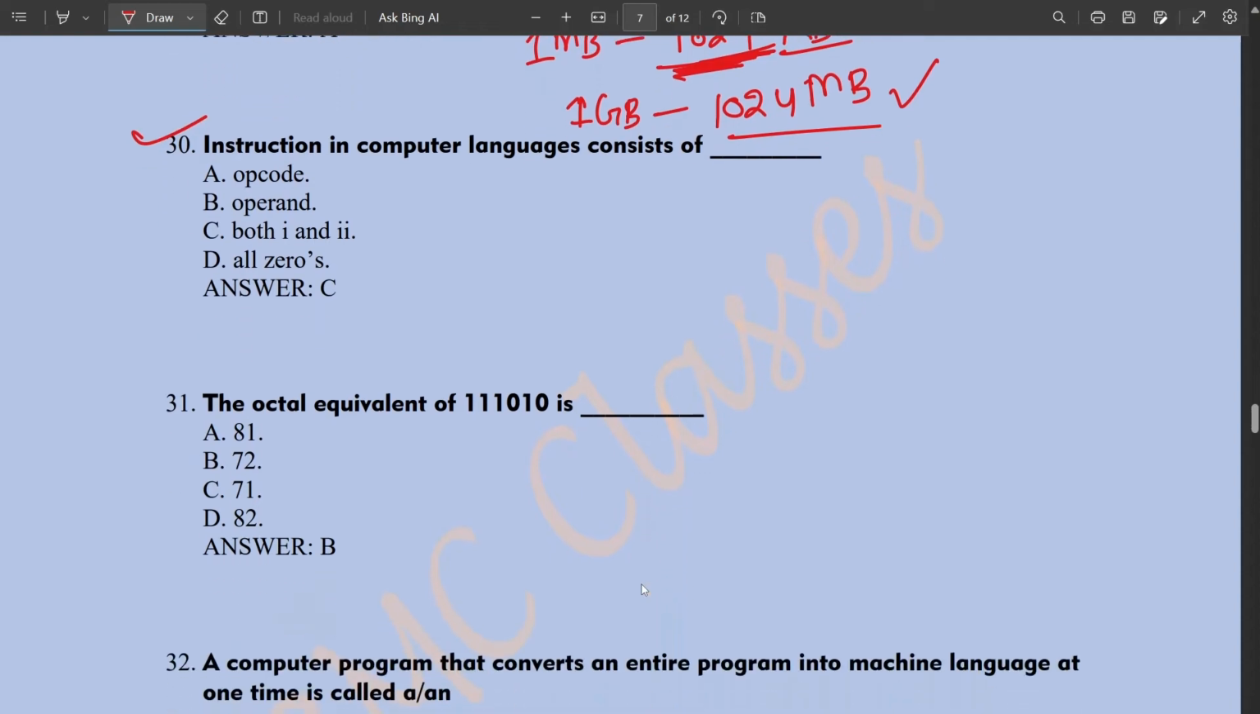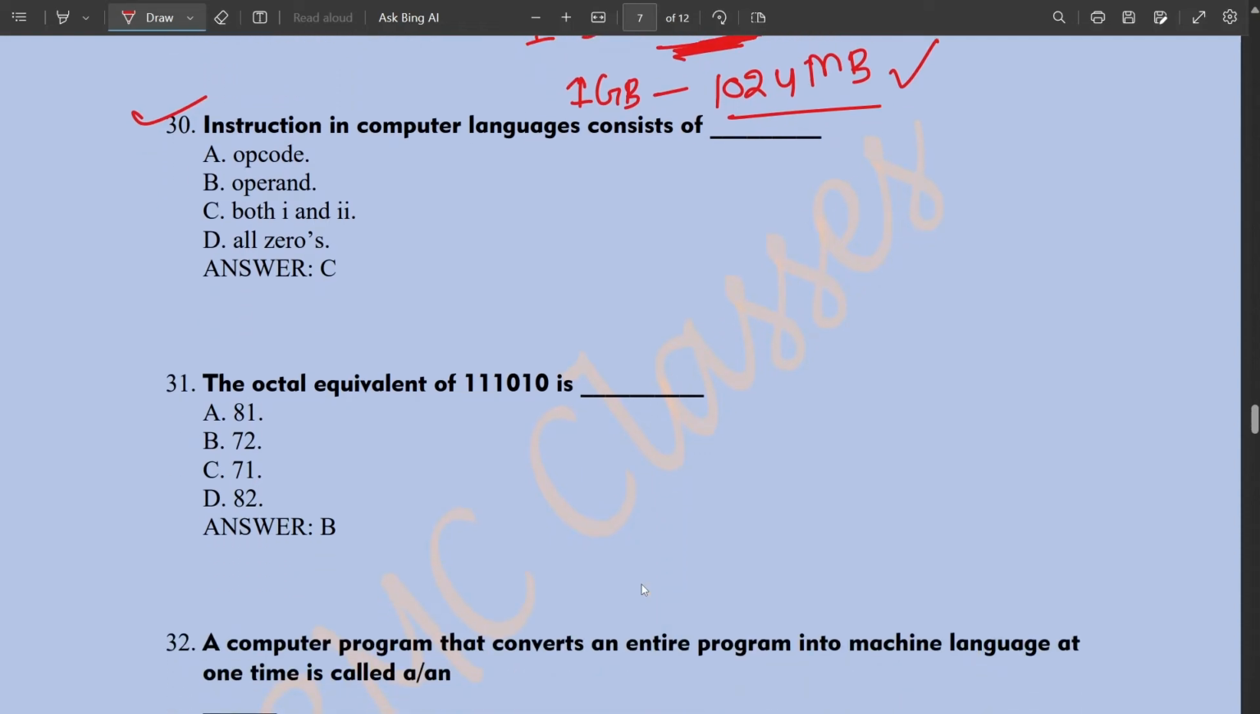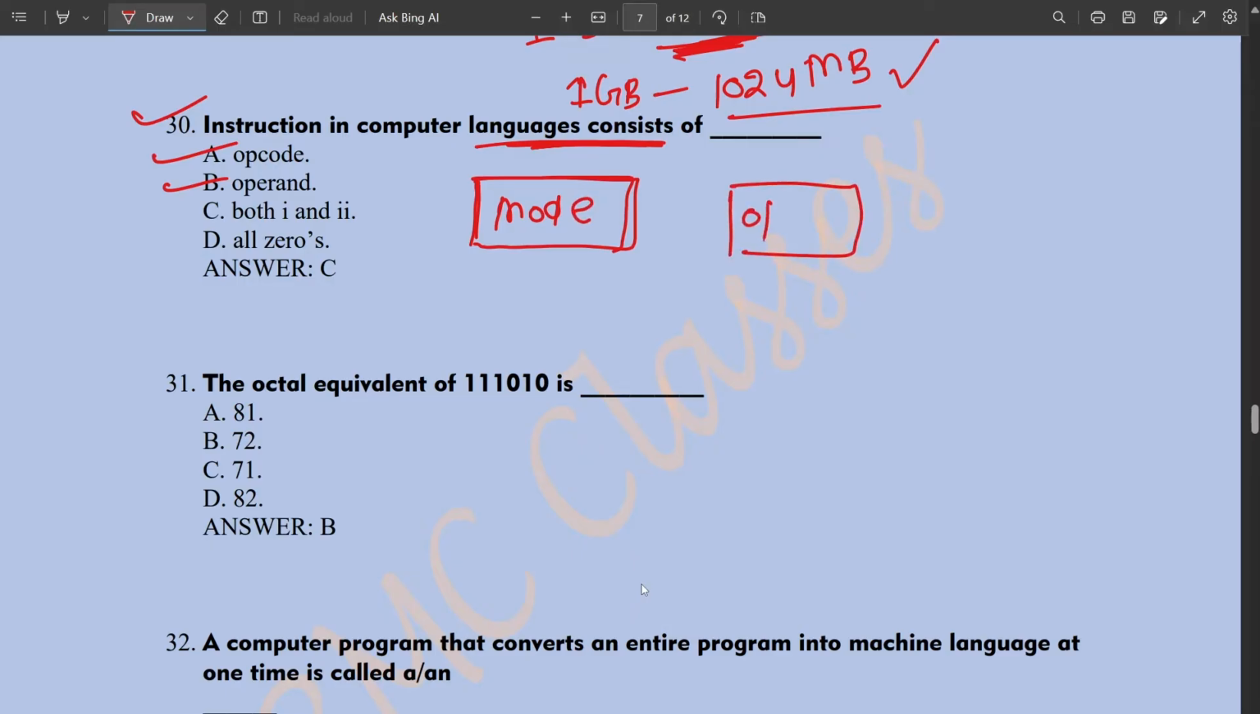Instruction in computer language consists of what? Consists of opcode and operand. We showed you in a previous video. Go and watch part one of this video where I have discussed this. Like in an instruction, first is mode, second is what? Operand, and third is what? As like this. So this makes an instruction.